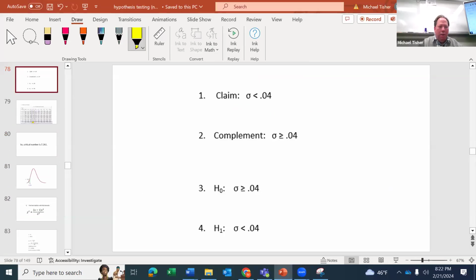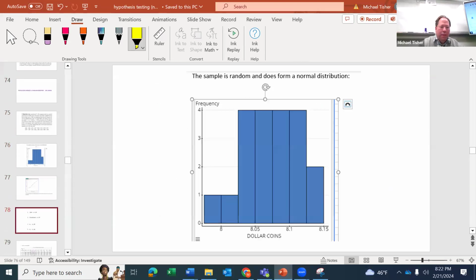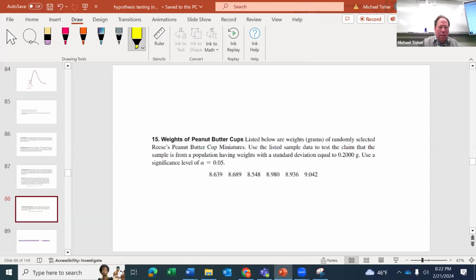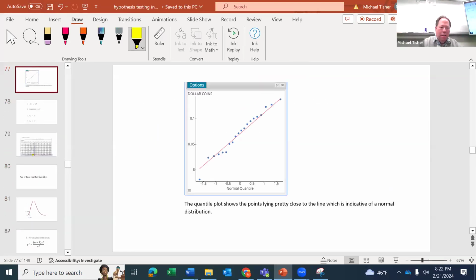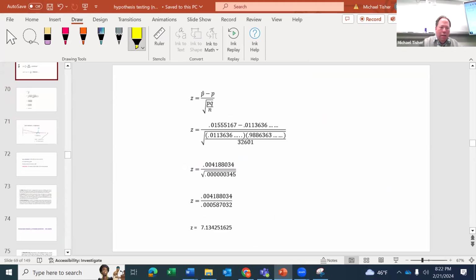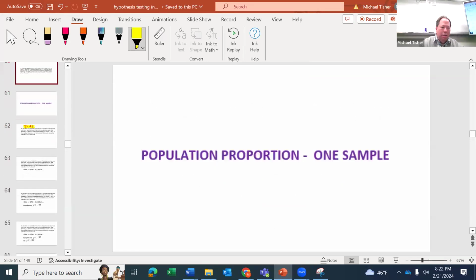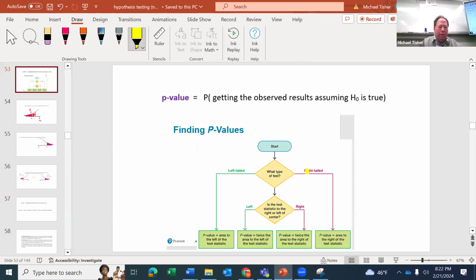I got this out of one of the PowerPoints. Somewhere. Oh, here it is. So one of the PowerPoints has this flow chart in it.